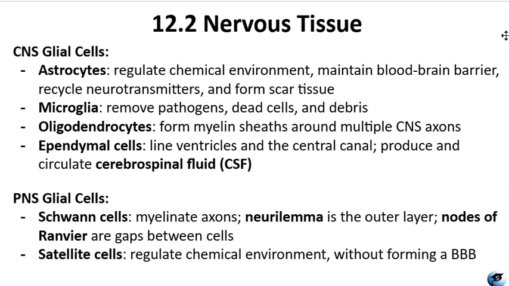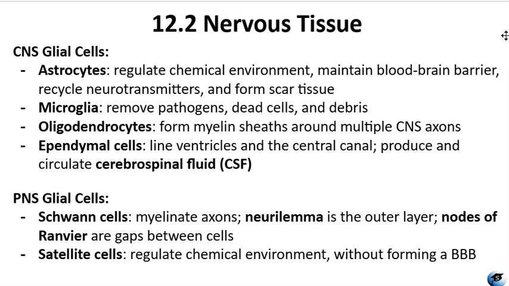In the CNS, astrocytes are star-shaped cells that help regulate the extracellular environment, recycle neurotransmitters, form scar tissue after injury, and maintain the blood-brain barrier. Microglia act as immune cells by engulfing pathogens and cellular debris. Oligodendrocytes produce myelin sheaths around multiple axons. Ependymal cells, which line the ventricles of the brain and central canal of the spinal cord, produce and circulate cerebrospinal fluid using their cilia. In the PNS, Schwann cells myelinate individual axons.